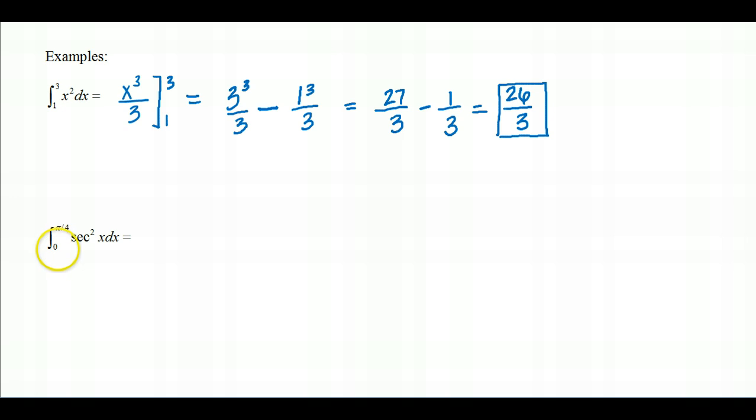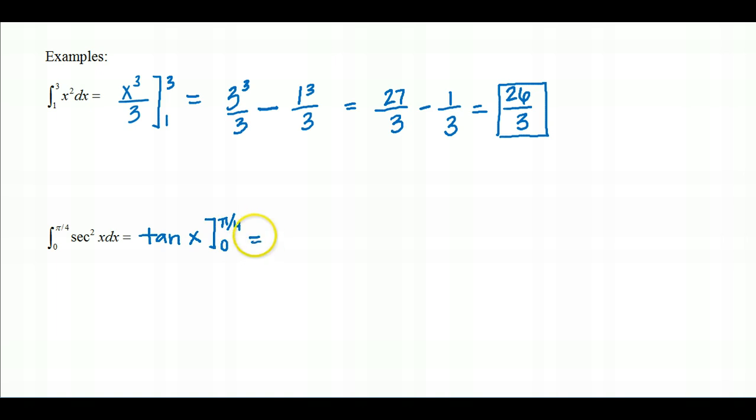We have the integral from 0 to pi over 4 of secant squared x dx. So first, we find the antiderivative of secant squared x. So the antiderivative here, what did I have to take the derivative of to get secant squared? So that function is the tangent function. So we need to evaluate the tangent function, tangent x, from 0 to pi over 4. So remember, no plus c. This is a definite integral.